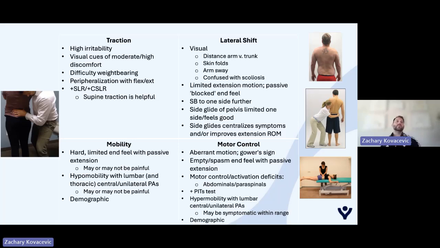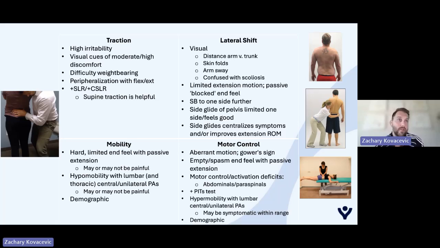And the last quadrant is going to be the motor control category, right? These are the folks that when they flex forward, they have the aberrant motion or reversal of lumbopelvic rhythm. They stiffen up their spine to maintain an erect position instead of allowing the rounding of the spine, the natural lumbopelvic rhythm. They may demonstrate the Gower sign, where they're using their thighs to walk back up into a neutral standing position. Those are indicative of some trunk motor control deficits.